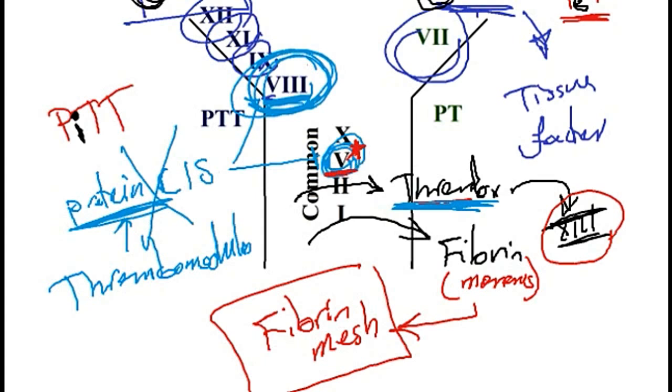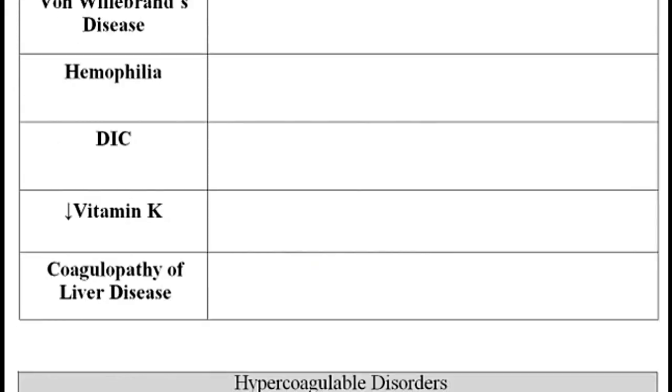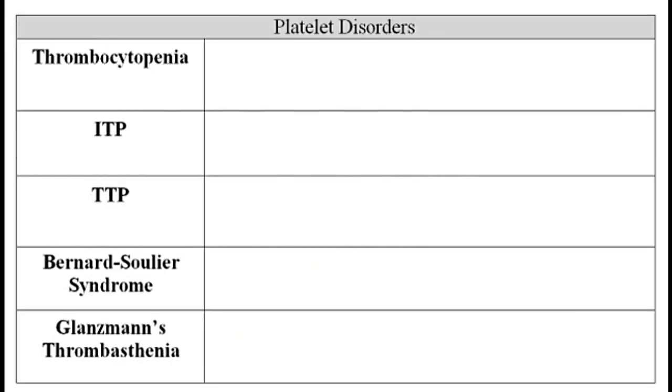In any case, now that we've covered both the primary and secondary hemostasis, it's now easy to go over the platelet, coagulation, and hypercoagulation disorders. So the first disorder is thrombocytopenia.